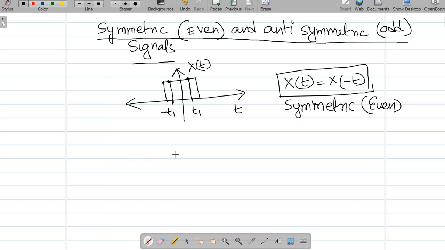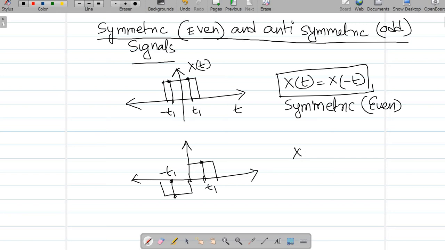Okay. So let us try to understand what is meant by an antisymmetric signal. So I have a signal, let us say I have something like this. Again, I take a point t1 at a distance t1 from the origin in the positive direction, and again I take the same distance in the negative direction. When I try to find the amplitudes or the magnitude of the signal at these points, and if I find that one amplitude is the negative of the other amplitude, then such a signal is known as an antisymmetric signal.